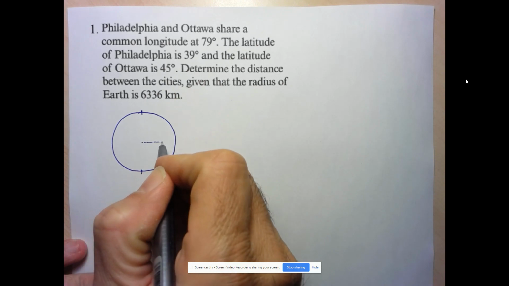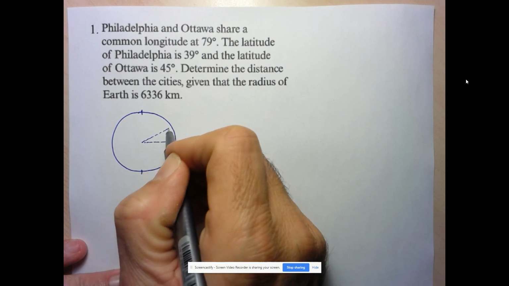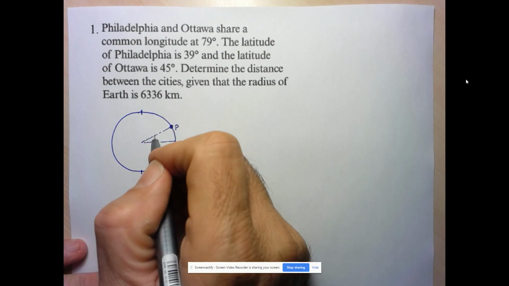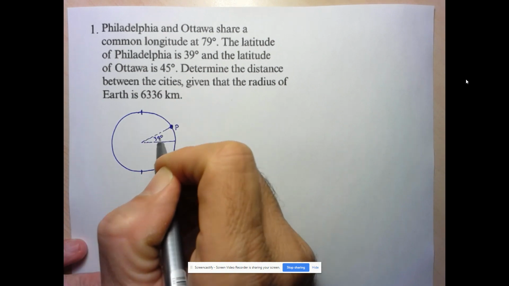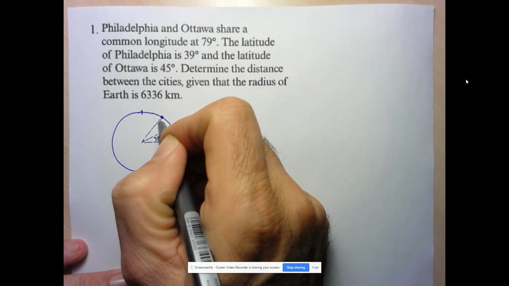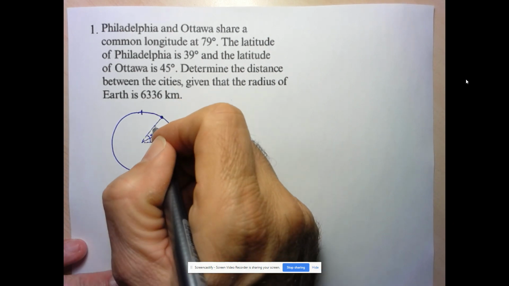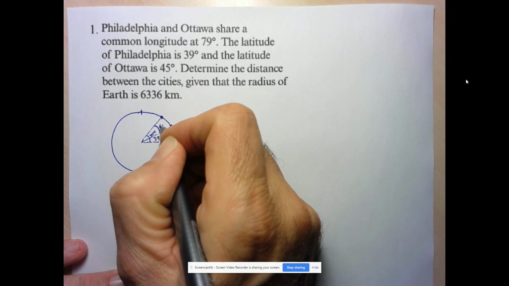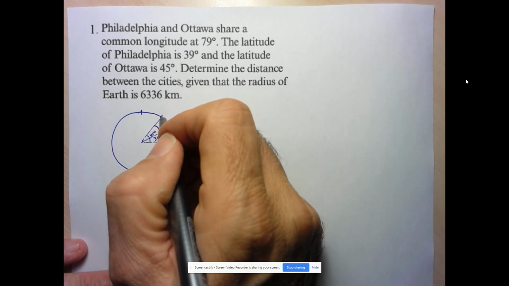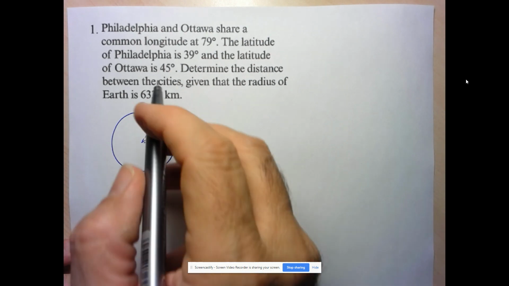So that's the equator. So what we have is Philadelphia, say, here at 39 degrees. And then we have Ottawa, just somewhere here, at 45 degrees. And the angle between them is just going to be 6 degrees. Now what we're looking for is the distance between them. They didn't talk about driving distance, so we'll assume it's just the direct distance between these two cities.